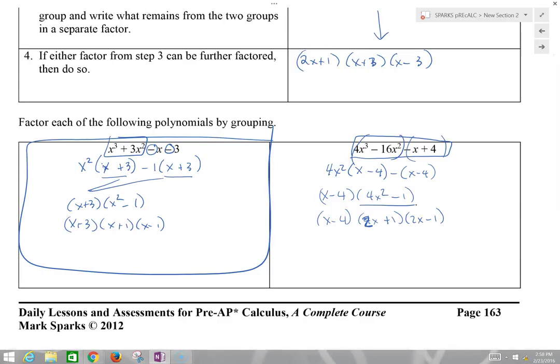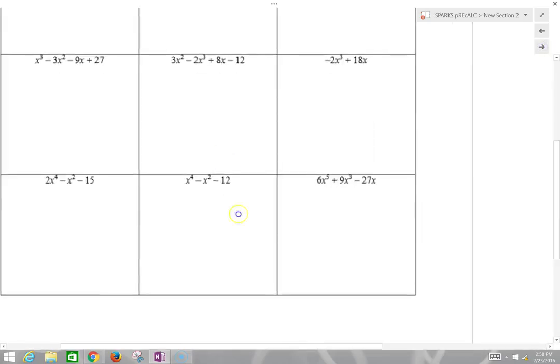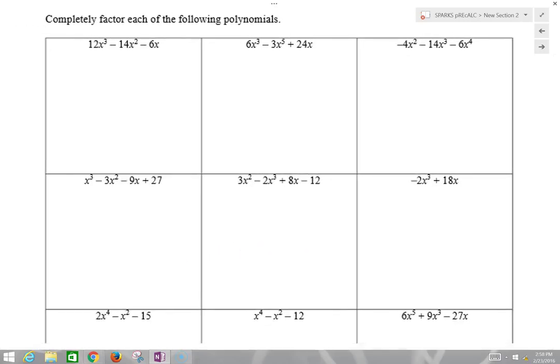Now, on the other page, the next page, there are several problems. If you feel confident in giving those a shot, go for it. Otherwise, I really don't mind if you save these for in class and start with some factoring that's not quite at this level. Totally up to you, and I will see you guys in class.